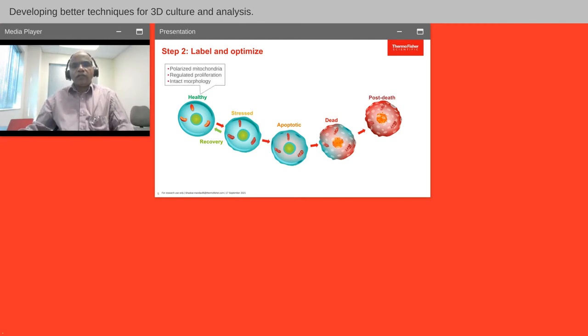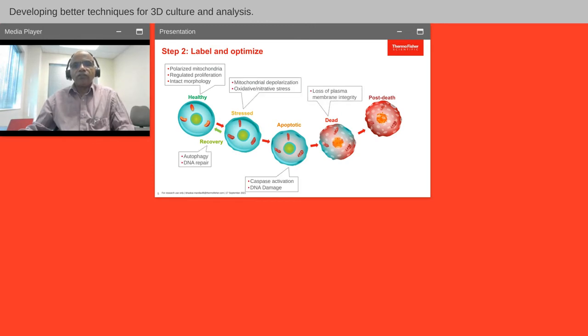As you can see here, for each state of the cell in the population, you can measure different parameters. For example, for a healthy cell, you can look at mitochondrial membrane potential. You can look at cell proliferation, as we all know that each cell line has a doubling time. And you can also look at morphology, which is mostly intact in a healthy cell.